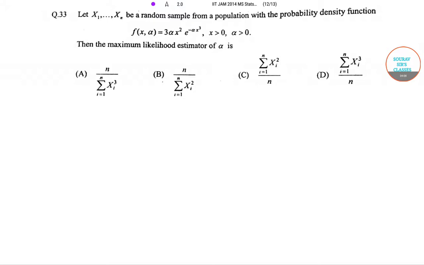The next question is: let x1, x2, ..., xn be a random sample from a population with the probability density function f(x, alpha) equal to 3 alpha x squared e to the power minus alpha x cubed, where x is greater than 0 and alpha is greater than 0. Then we need to calculate the maximum likelihood estimator of alpha, that is the MLE of alpha. So first let us calculate the likelihood function.